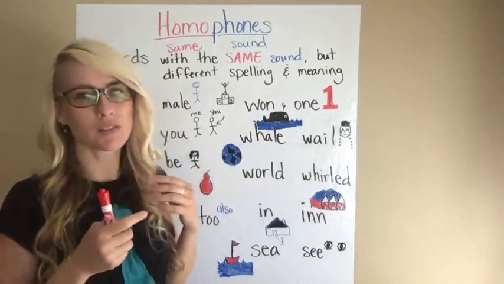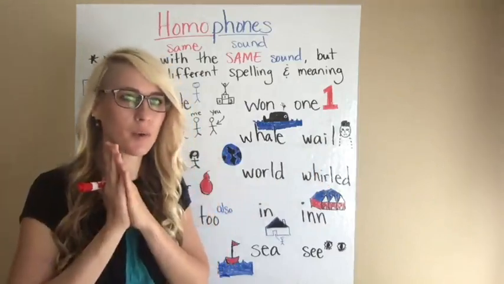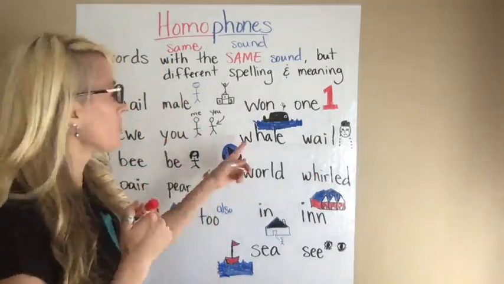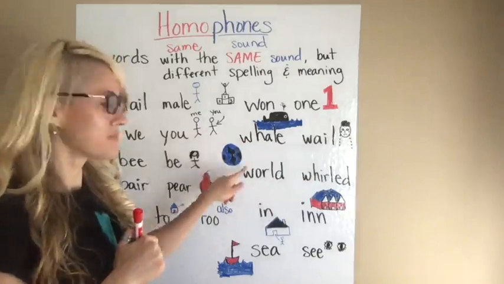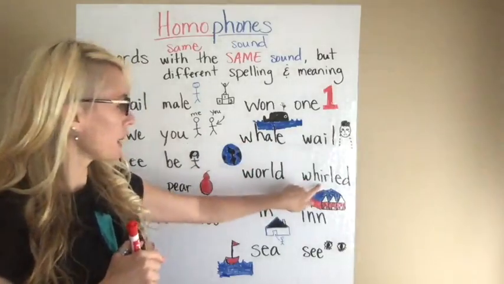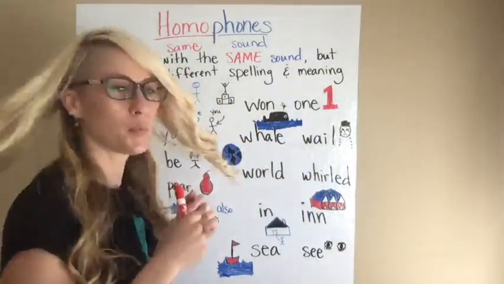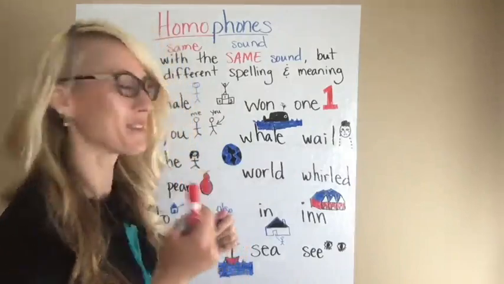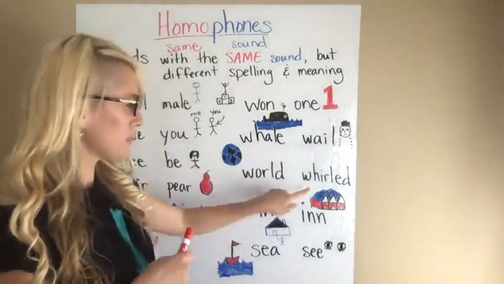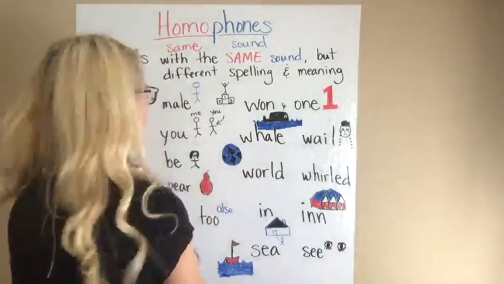Don't wail because you're studying English, okay? It's not that bad, I promise. Please don't wail. Wail, cry. Whirled. World. The world where we are, Earth. And whirled means to go around like this, to spin around in a circle. Okay, maybe you do that when you play outside, if you play and you swing around.